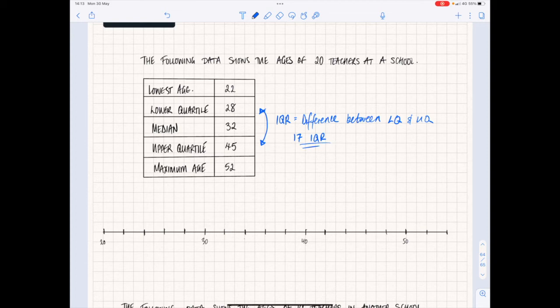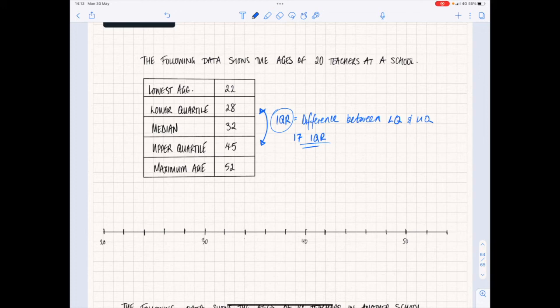So they may give you the lower quartile and then say the interquartile range is 17 and you have to find the upper quartile, or they may give you the upper quartile and say the interquartile range is 17 and you have to subtract it. So just make sure you're happy with that concept, that the interquartile range is the difference between the lower and the upper.